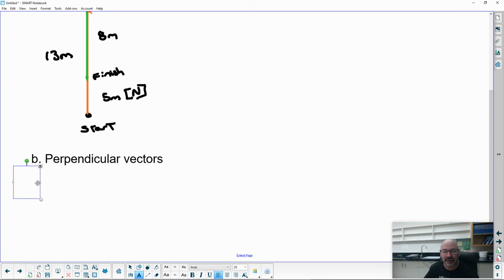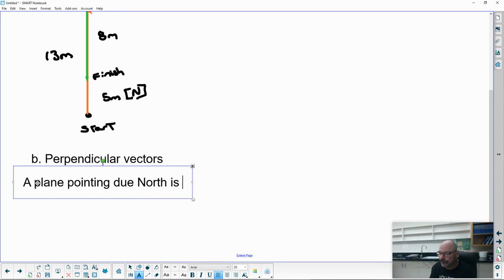Let's just do a plane flying in the air. So let's say a plane, pointing due north, is flying 325 kilometers an hour. So that's a vector because it gives us a direction, even though it's not in the same way that I presented it before. With respect to the air.